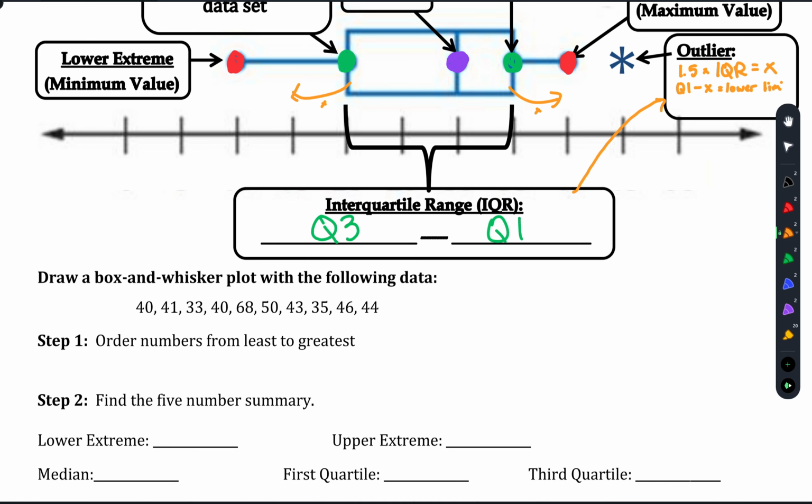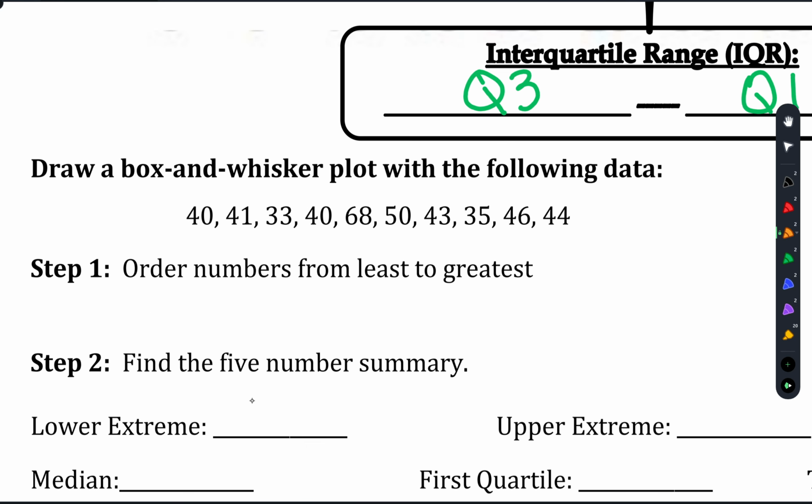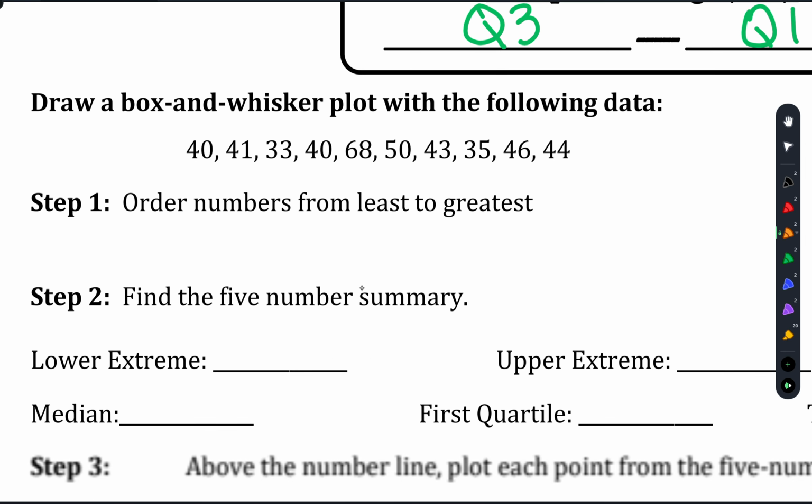When I get a set of data, we're now going to make our own box and whisker plots. The first step, we can see it right here, step number 1. You're going to take these numbers and order them from least to greatest. So right here underneath step 1, take those 10 numbers and rewrite them from least to greatest. Go ahead, do it now.